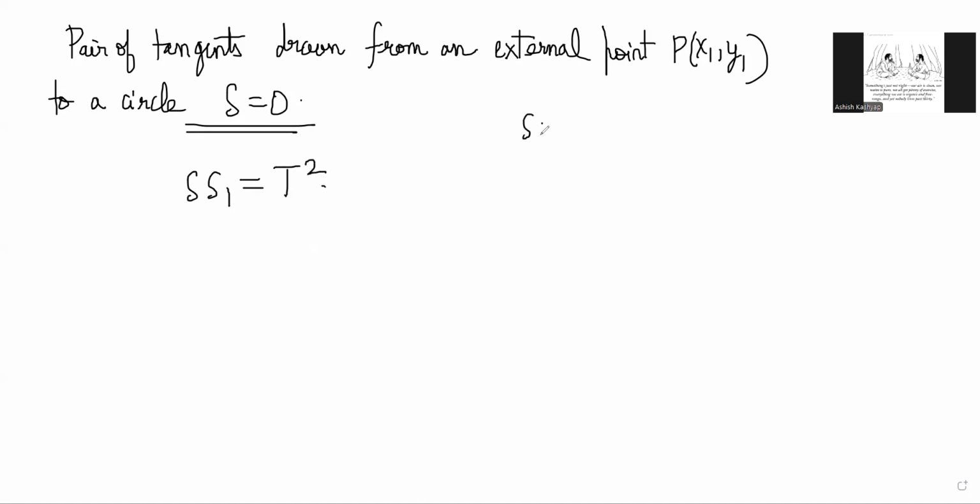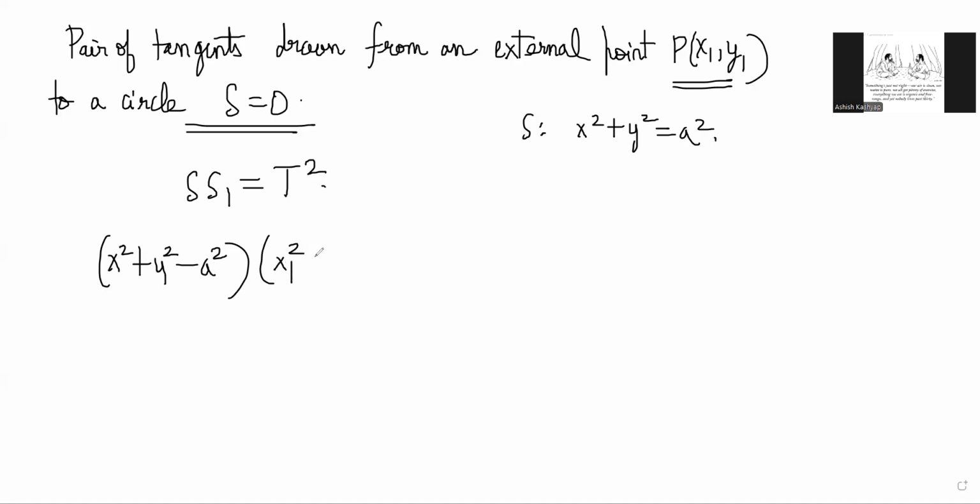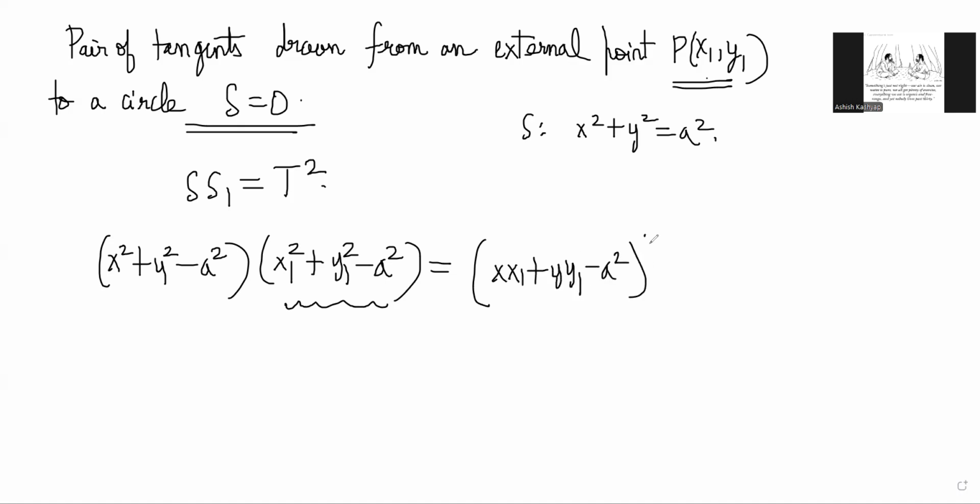So here suppose the S equation is x square plus y square is equal to a square. And the point is (x1, y1). So your S would be x square plus y square minus a square. S1 would be x1 square plus y1 square minus a square. Putting the point in the circle equation, you get S1 is equal to T square. So the tangent equation would be (x1 square plus y1 square minus a square) whole square. So this combined equation is the equation of the pair of tangents from the external point to the circle, right?